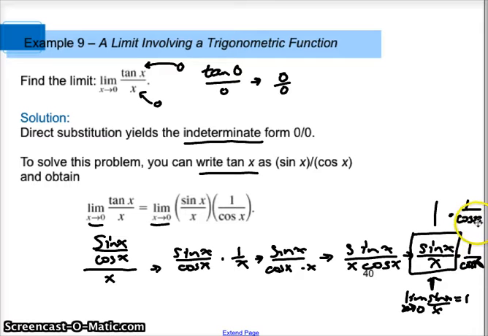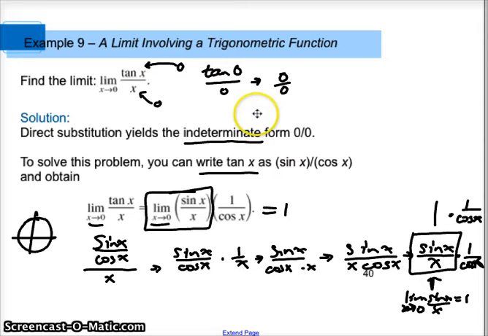If you use direct substitution here, cosine of 0, if you think about your unit circle, is 1. So we have 1 times 1 over 1. So our final answer here is going to be 1. So the limit as x approaches 0 of tan x over x, using our special trig limit here, is 1.